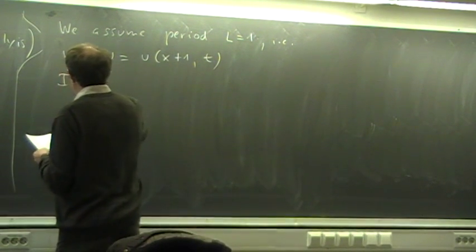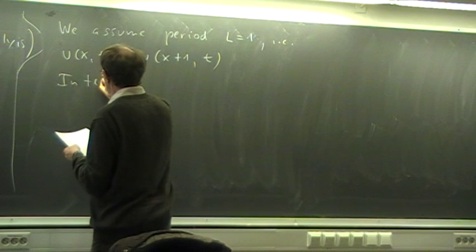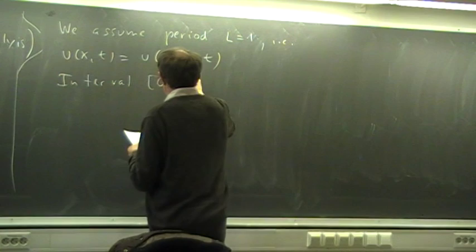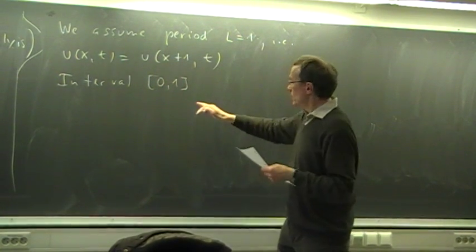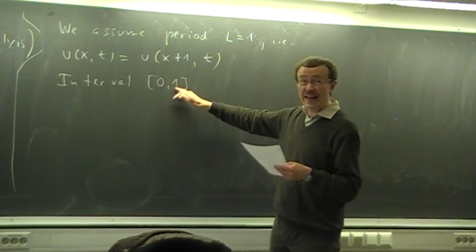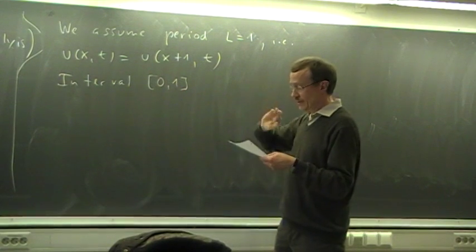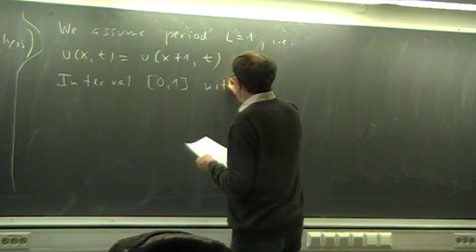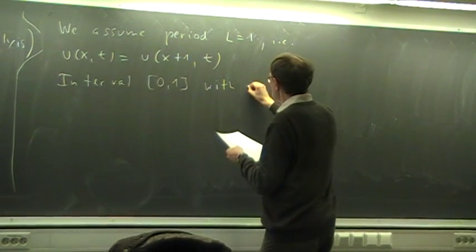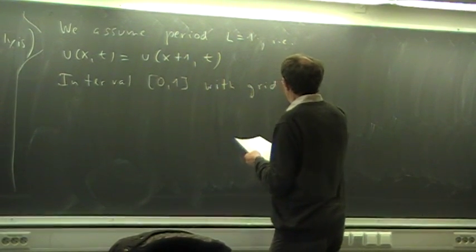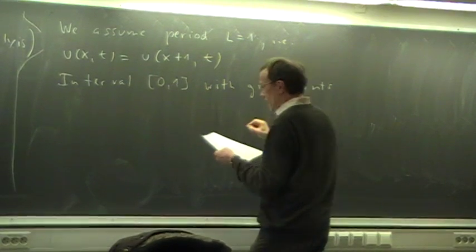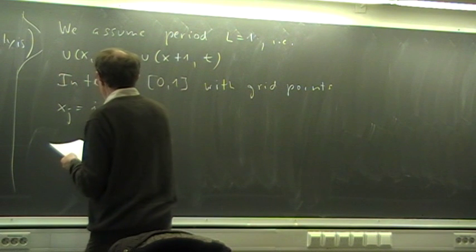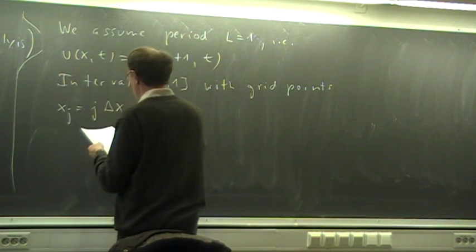And we shall actually consider this interval from 0 to 1. So that will be our interval. If you want to generalize it, that would be just an L as you like it, but the things are very similar. So the interval with the grid points are then xj, and that is j times delta x.